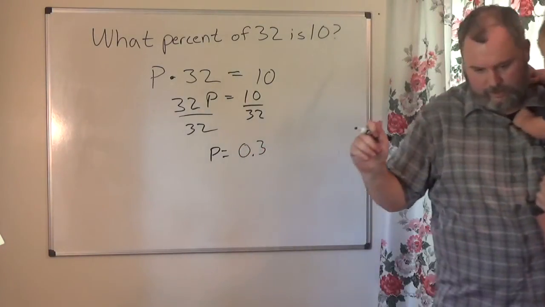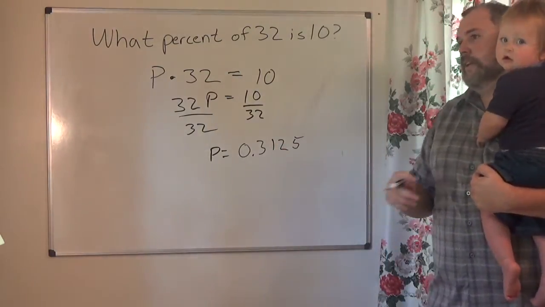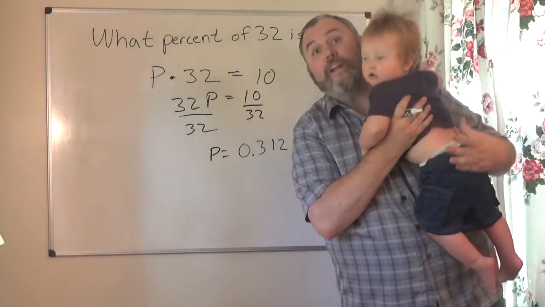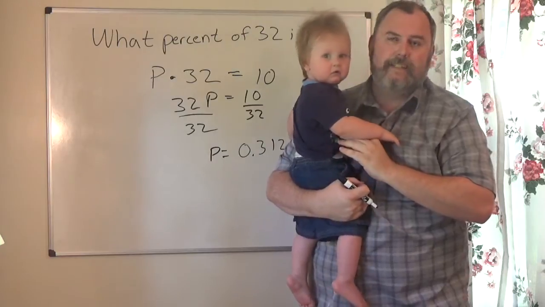We get that p is equal to 0.3, making sure my numbers, 1, 2, 5. Now, what were we looking for again? We were looking for percent.